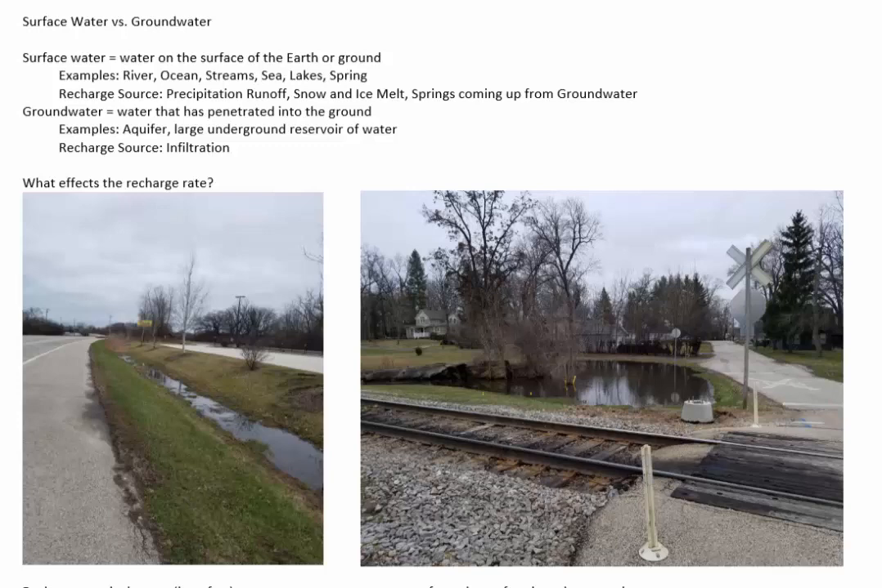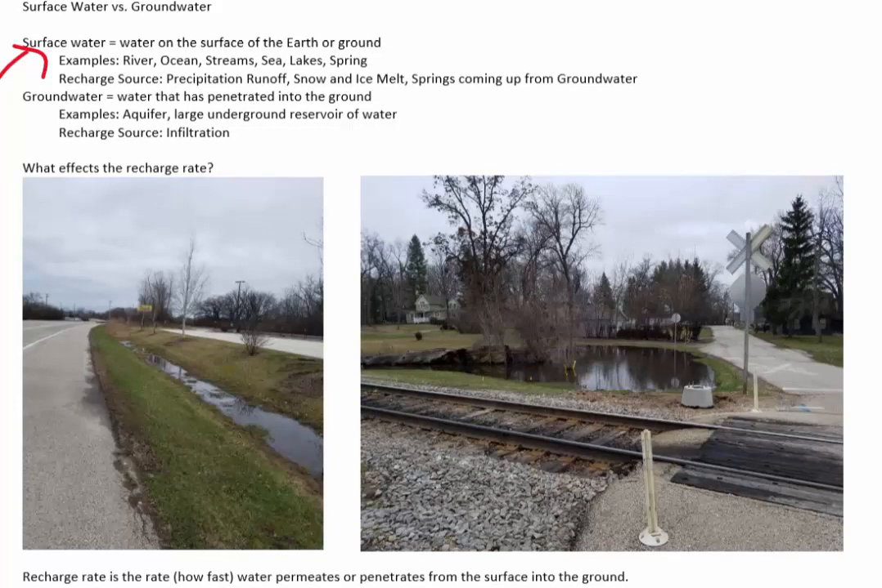But surface water, you can see there's surface water right there. Examples of surface water are rivers, oceans, streams, seas, lakes, springs. You guys could probably name some things that I haven't put. I think I missed creeks. Surface water is recharged by precipitation, runoff, snow and ice melting, or springs that can come up from groundwater. This is a really important thing to know. This is one of the connections that connect groundwater and surface water.